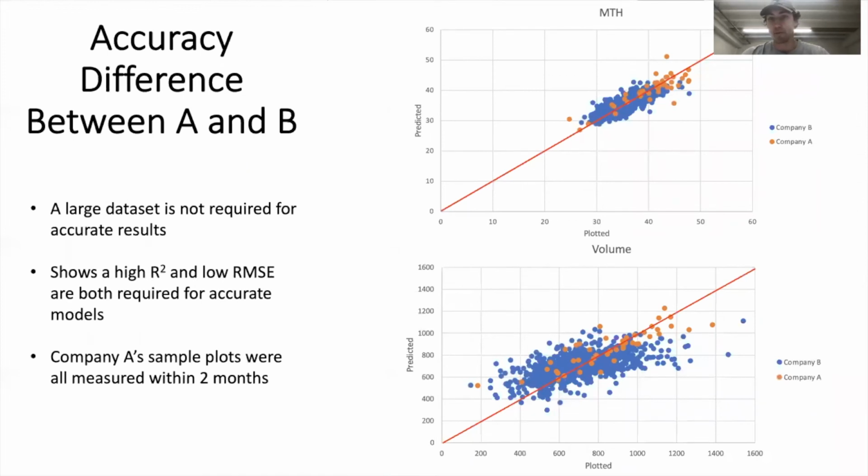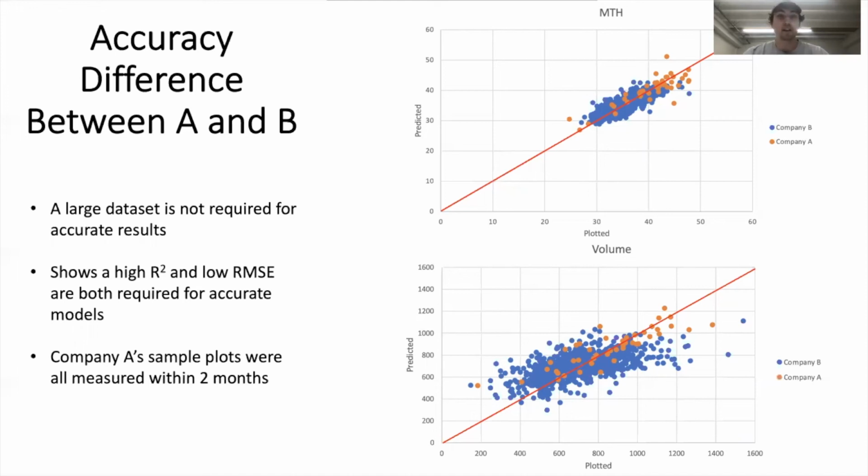So for that mean top height model, you can see in that top right corner, company A and B had relatively the same R squared and RMSE, which shows its ability to follow that trend line. And then in the bottom right corner is volume for company A and B. So they had relatively the same RMSE, but company A had pretty much double the R squared of company B. And that's shown in company A's data being better able to follow that trend line.